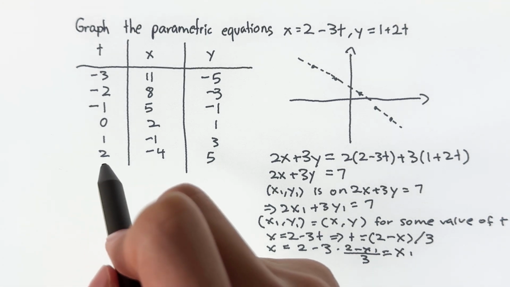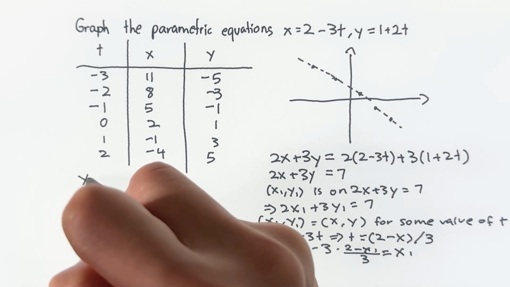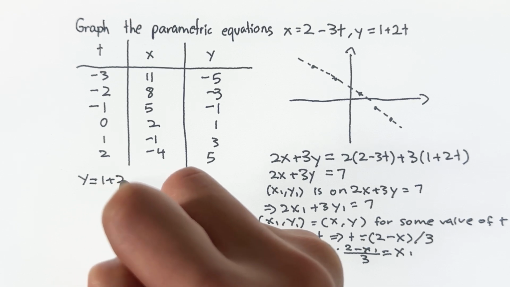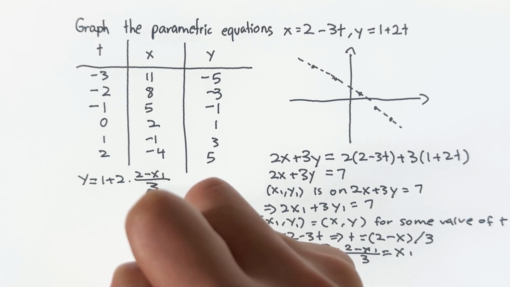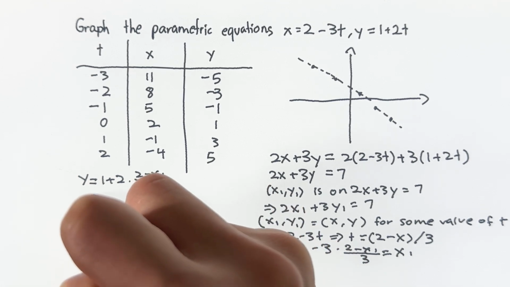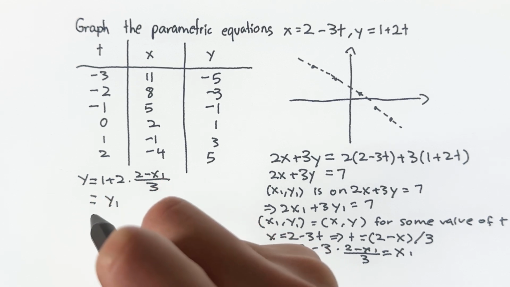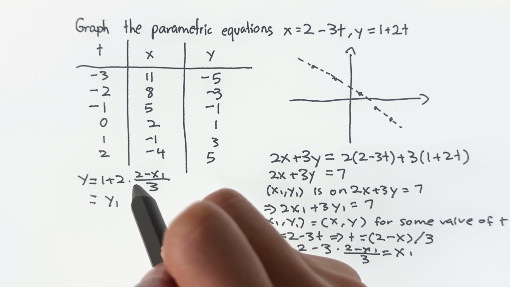Then we can do the same thing for y. y equals 1 plus 2 times (2 minus x1) divided by 3. After simplification, this equals y1, which means that (x1, y1) is in the graph of the parametric equations.